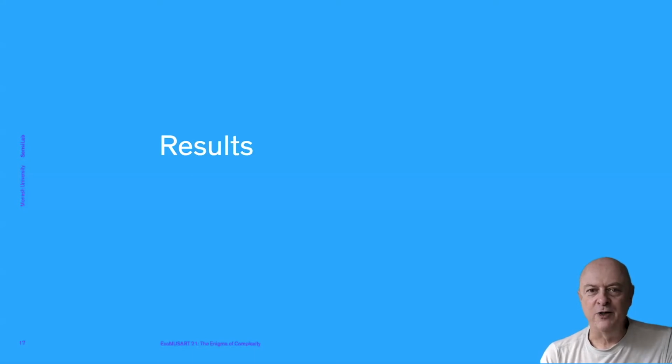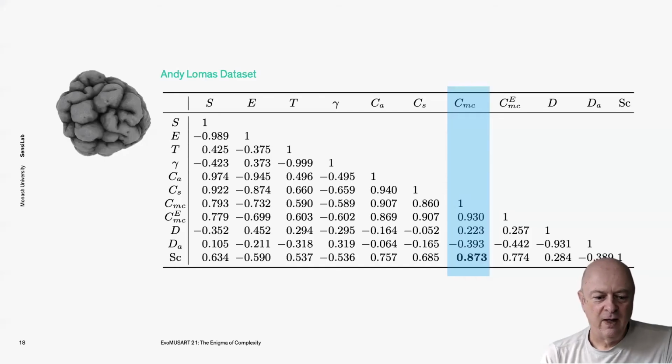Okay, so now onto the results. We ran each of the 10 complexity measures, that is, image complexity or visual complexity measures, on every image in the data set and computed the Pearson correlation between each measure and the artist-assigned aesthetic score. So for the Andy Lomas data set, the results are shown in this slide. The column highlighted in blue shows the measure with the highest correlation.